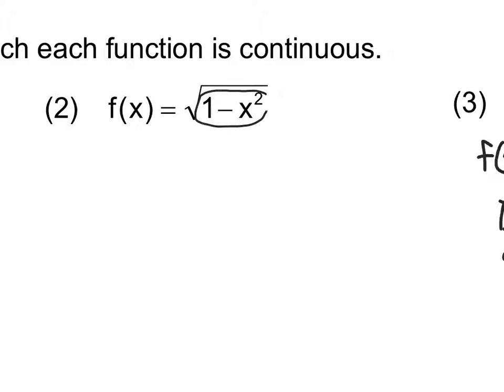When you're dealing with radicals, the only thing that can make it a little iffy is whatever's contained underneath the radical. So let's take that expression, 1 minus x squared. I'm going to create an inequality here because I need only non-negative values under a radical. 0 is fine. Anything bigger than 0 would be fine. So I need it greater than or equal to 0.